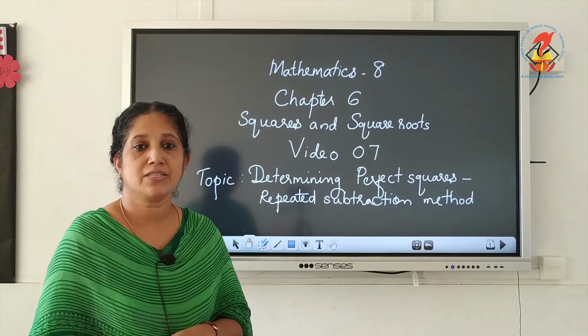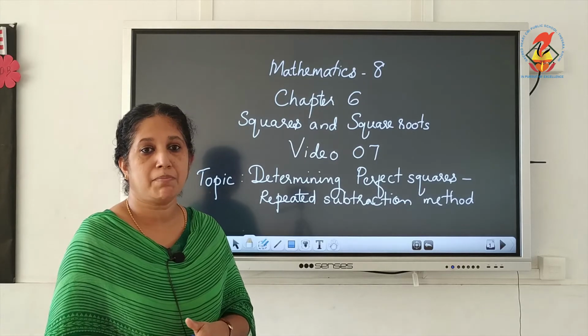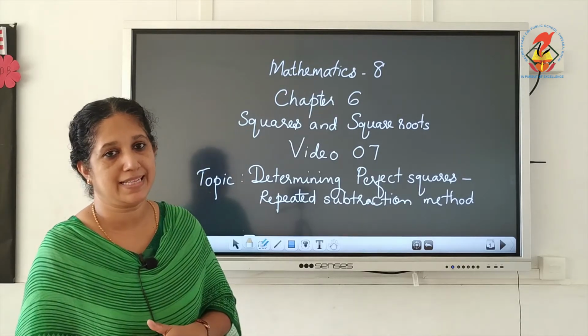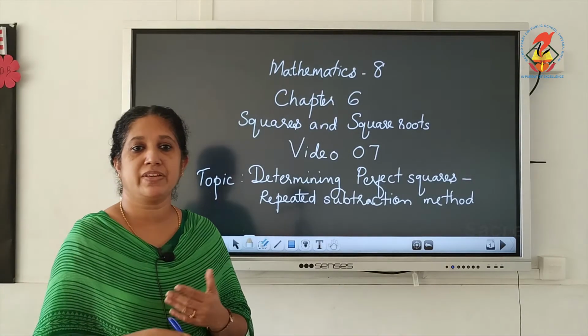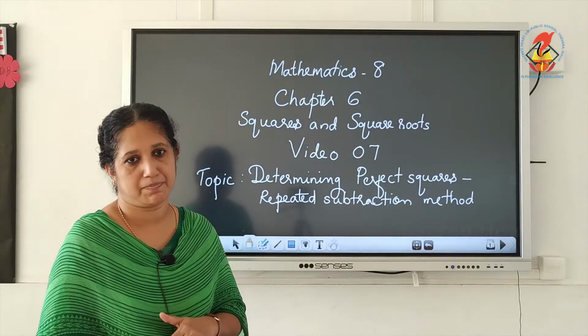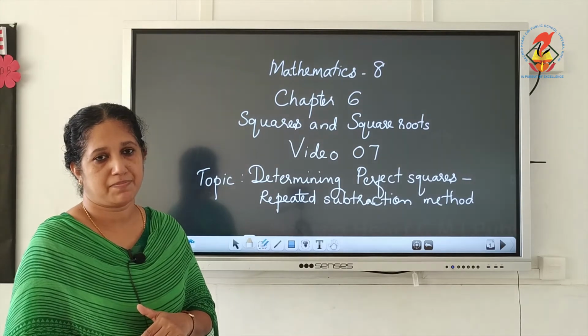So, what is meant by a square number? The square numbers are obtained by multiplying a number by itself. When you multiply a number by itself, we get a square number. Okay. Now we know the square numbers.